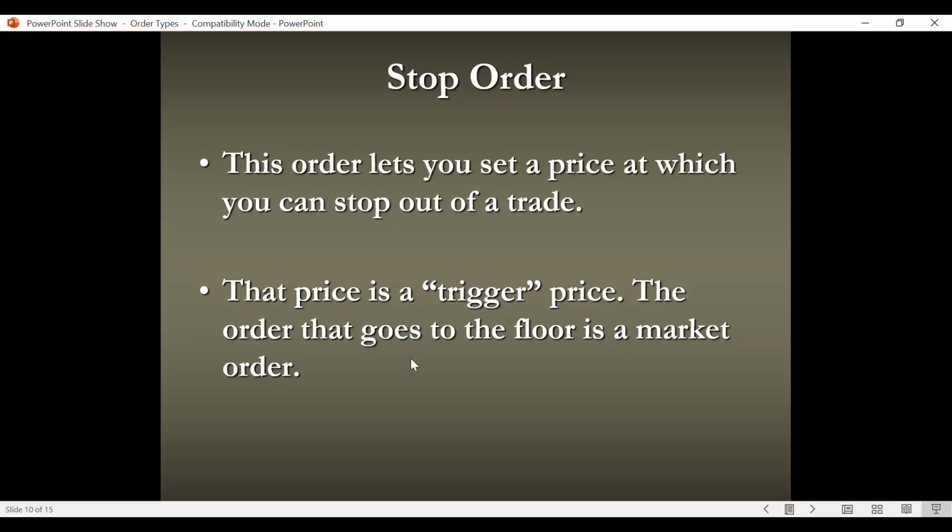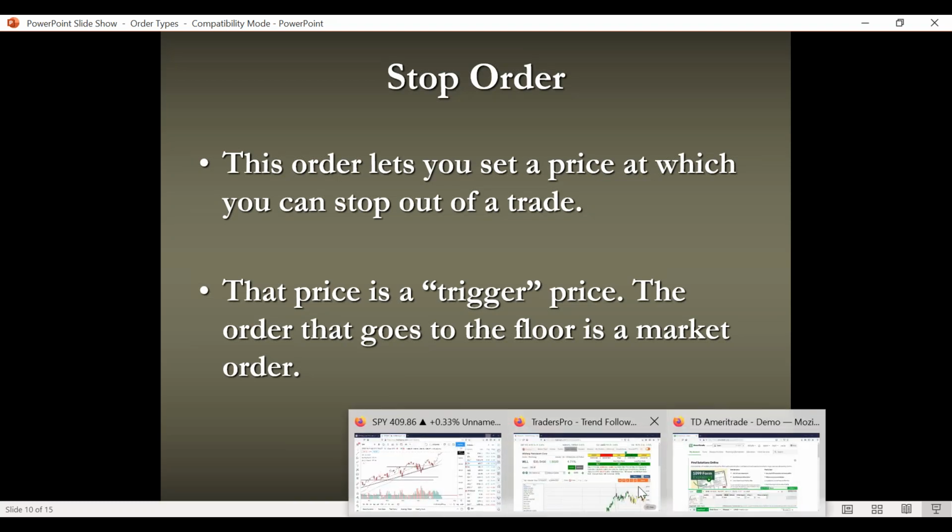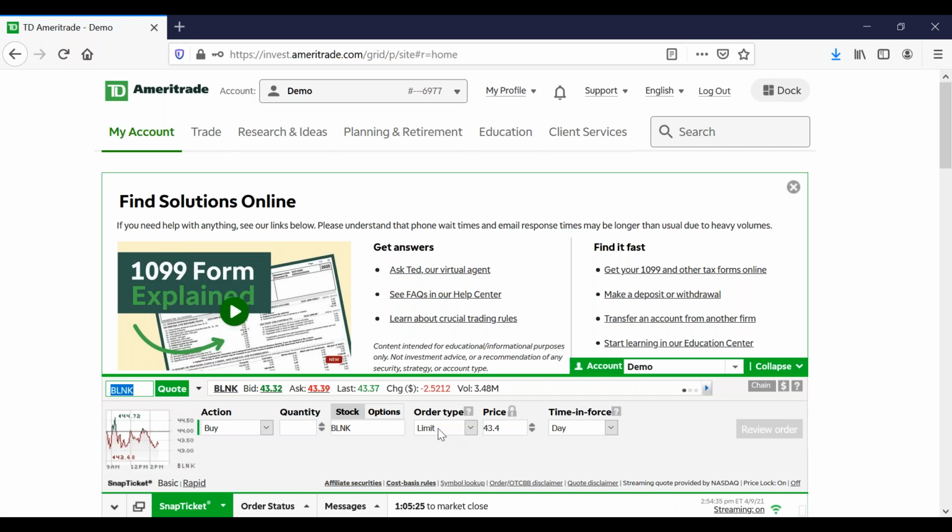All right. Oh, and then, if you wanted to put in a stop order, there's a stop market order. That's what we're talking about right here, where it would trigger it and send it as a market order. You could also use a stop limit.